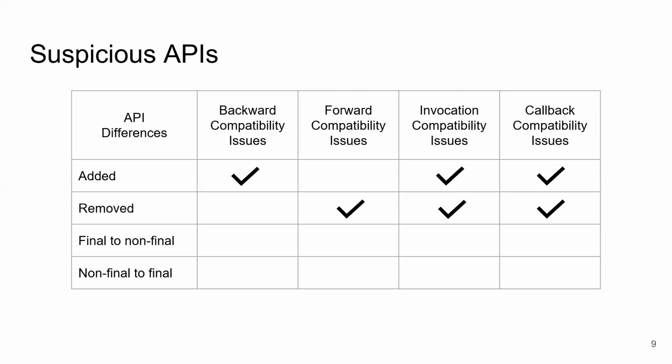We also consider final methods, as final methods cannot be overridden. So changing an API method from final to non-final or non-final to final can induce API callback compatibility issues. Final to non-final changes can cause backward, and non-final to final changes can cause forward compatibility issues.